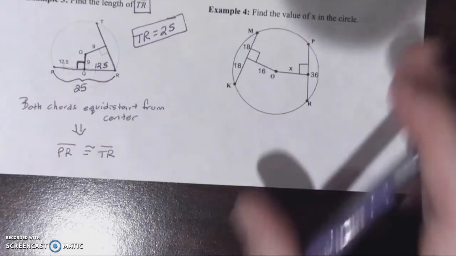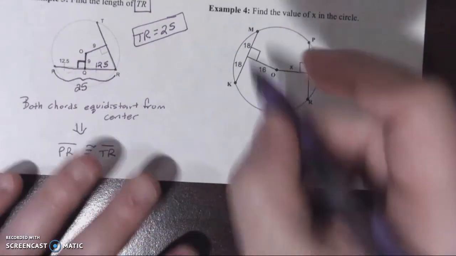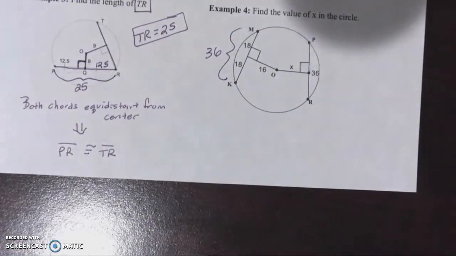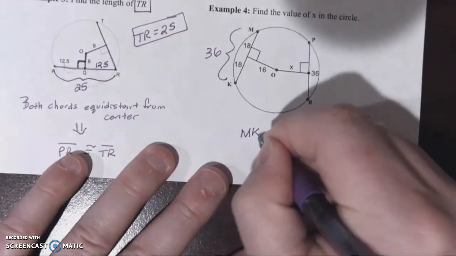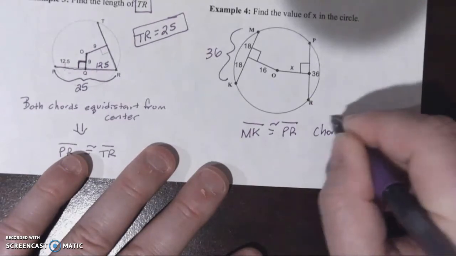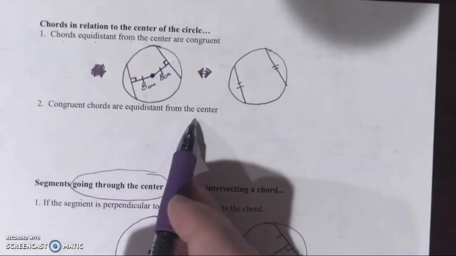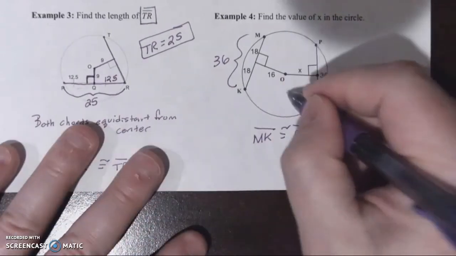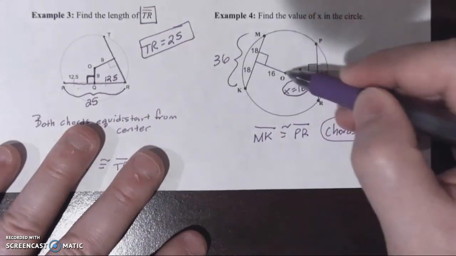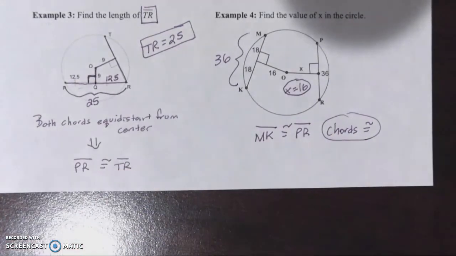Okay. Example 4, find the value of x in the circle. Well, again, let's figure out what we see here. I see 18 and 18, which makes that chord equal to 36. So what I see is that MK is congruent to PR. The chords are congruent. Let's go back up to the top. Congruent chords are equidistant from the center. Then x has to be 16, because if these chords are congruent, they should be the same distance from the center. This one's 16 away from the center, making this one 16 away from the center.